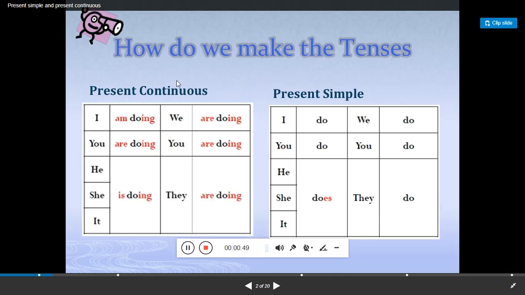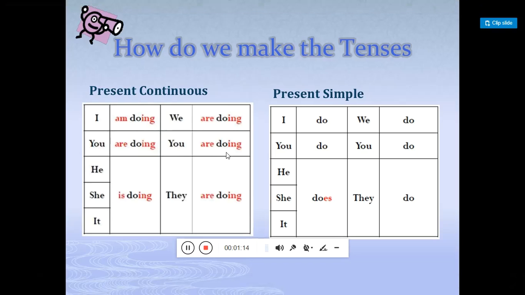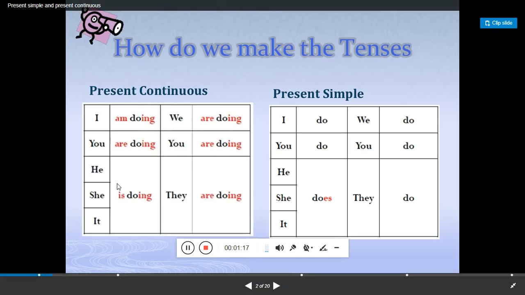Present continuous, how to make the tenses. For the affirmative form, present continuous, we start with I, it takes am, then verb plus ing, like I'm doing, we are doing. I'm watching, we are watching. You are doing. You can say you are playing, you are listening, you are sleeping, and so on. He, she, it takes is, then verb plus ing, like he's doing, they are doing.